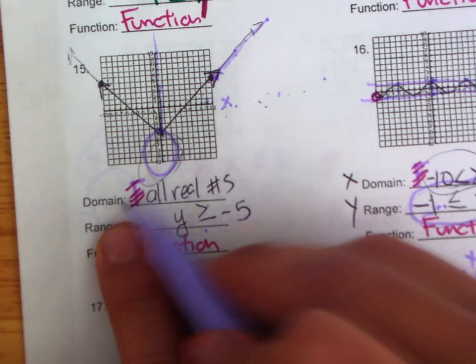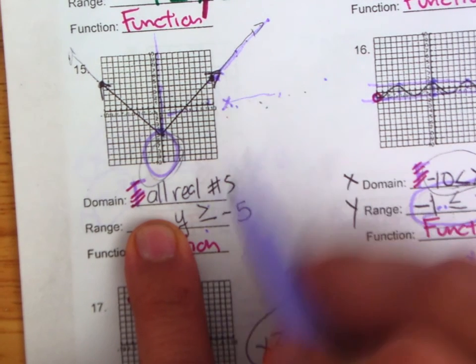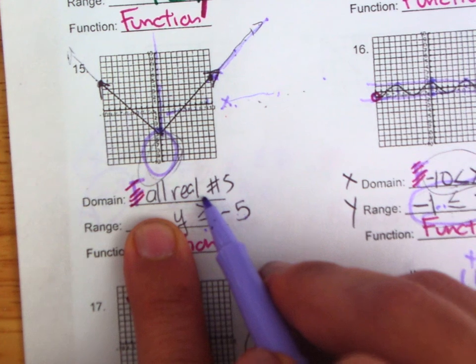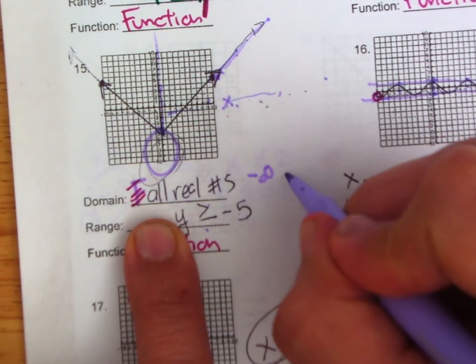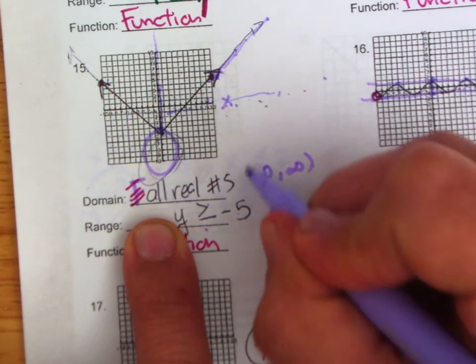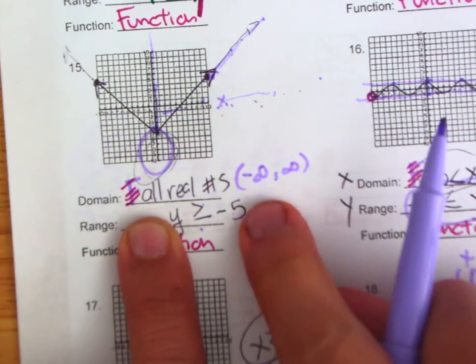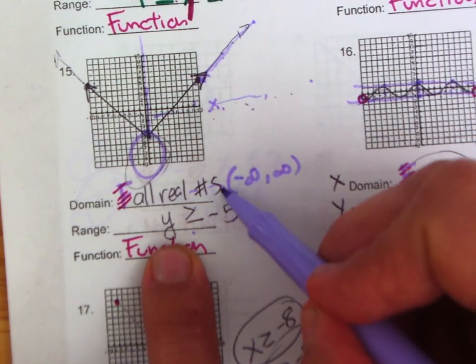So that means that your domain, your x, you're going to use all of them. So it's all real numbers, from negative infinity to positive infinity. It's usually written like this, but I'm not going to teach that, so don't worry about that. So it's all real numbers.